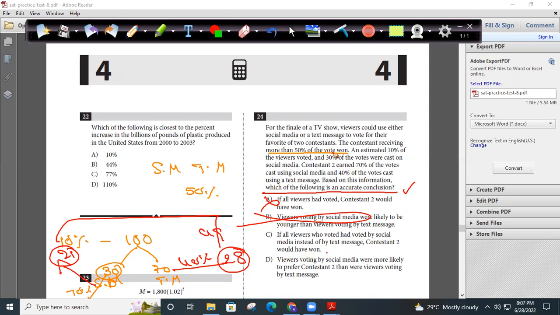If all viewers voted by social media instead of text message, the contestant would have won? How? Only 30% of them are voting, so then also you would have lost. Viewers voting by social media were more likely to vote for contestant 2. Yes, out of 30, 21 have voted for contestant 2. So D for Delhi is the answer.